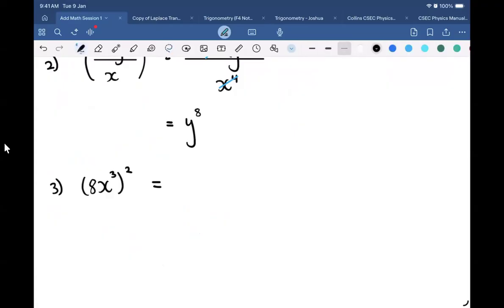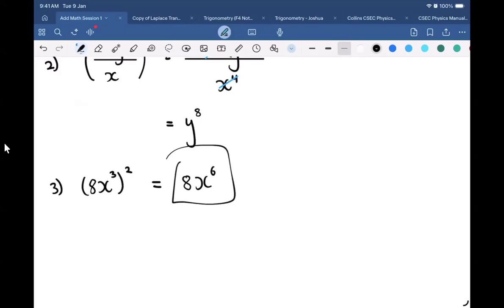Right. Question 3 is a similar case. We're multiplying everything in brackets to the power 2. How are we going to work that out? So multiply the powers. Is this what you're thinking? Is this the answer? Yes. So that's the answer I have.